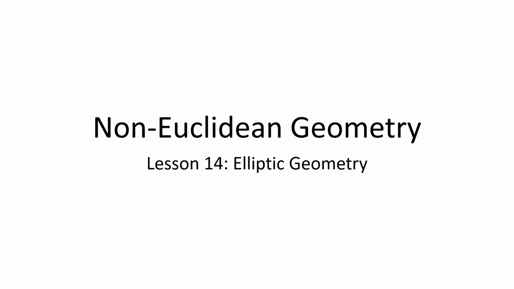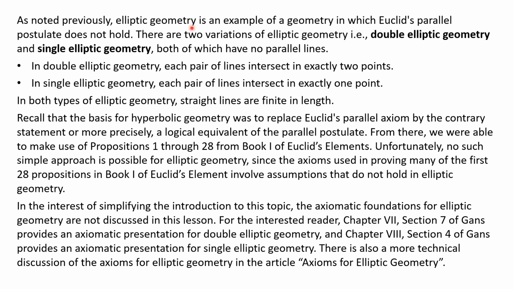Welcome to the last lesson on non-Euclidean geometry. In this lesson, I'm going to talk about elliptic geometry. As I mentioned previously, elliptic geometry is an example of a geometry in which Euclid's parallel postulate does not hold. There are two different variations, and I'll talk briefly about both of them in this lecture. One is called double elliptic geometry, and the other is called single elliptic geometry.